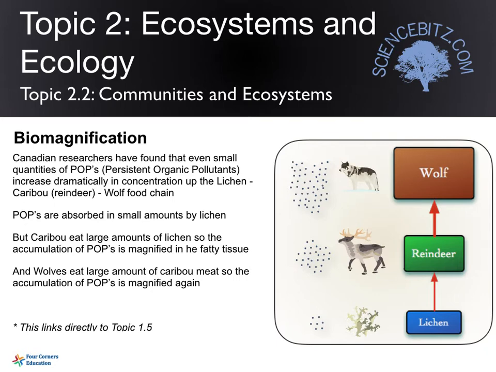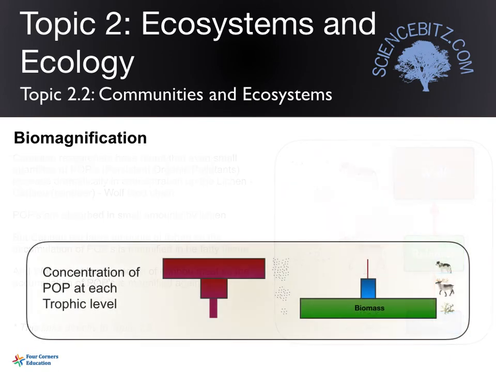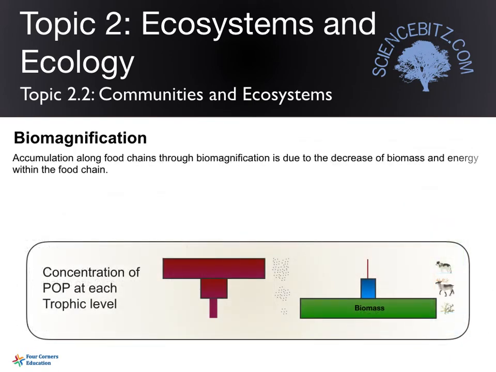We can think of that in terms of biomass, what's happening with the biomass. So as biomass decreases along the food chain, so we've got a bigger biomass of lichen than we have of the wolf at the end, we actually have a lower concentration of these pollutants inside the first trophic level, and we get an increase in concentration as the biomass or energy in a food chain actually decreases, and that just follows the laws of thermodynamics if you think about it.